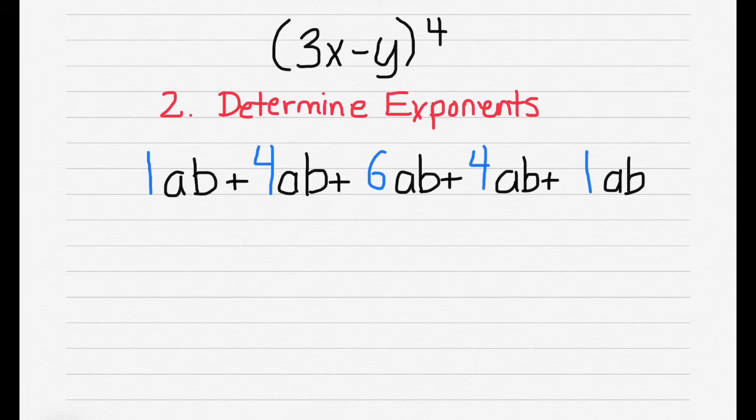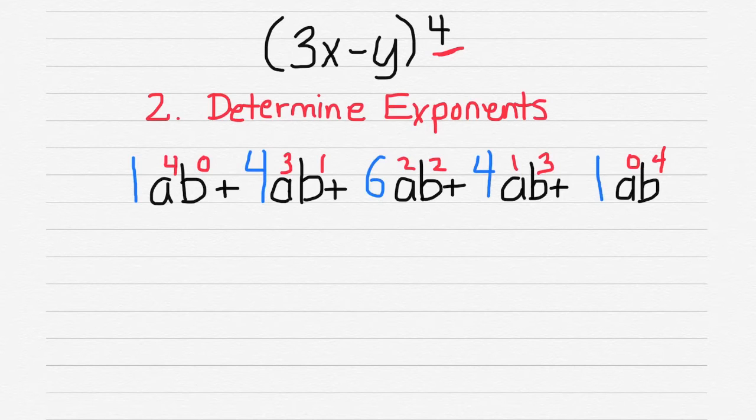So step 2 is to determine the exponents. Your exponents for a and b in each term will always come to the sum of the given exponent. So in this case, 4. We will always start with the highest one for our a and the lowest for our b, and we will decrease a and increase b. So our first term will have 4, 0. Our second would have 3, 1. Our next one will be 2, 2. The next one will be 1, 3. And the last one will be 0, 4.